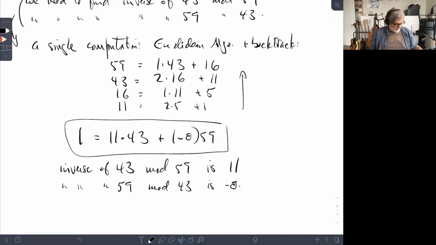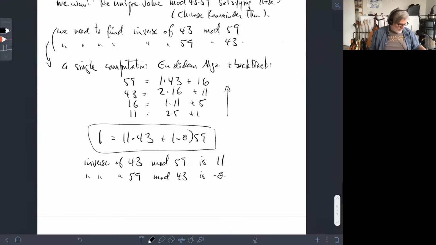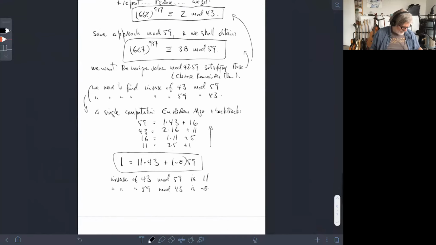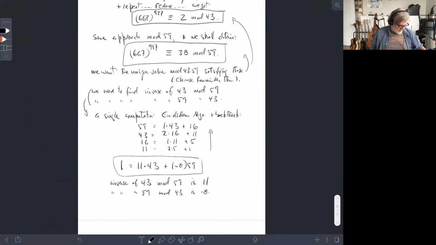And so now, if I go back to what I need, the number that I want is the following. Do I have enough room here? Yes. So the number I'm looking for is n equals 2 mod 43, so it's 2 times, okay, don't read this immediately. I think this is correct.